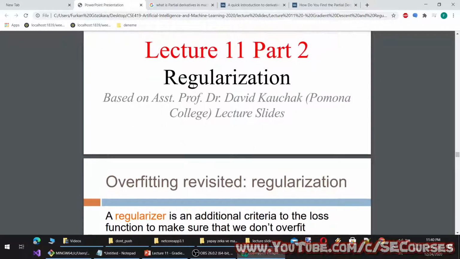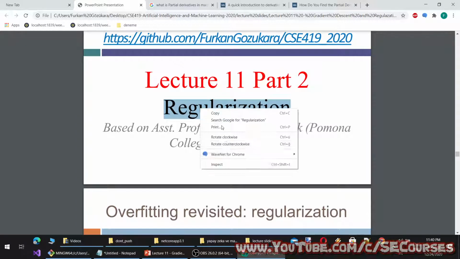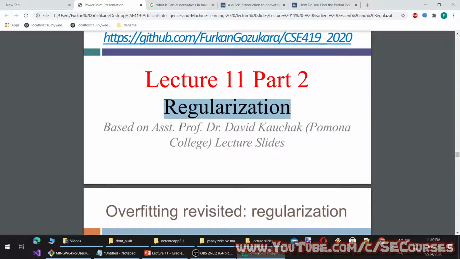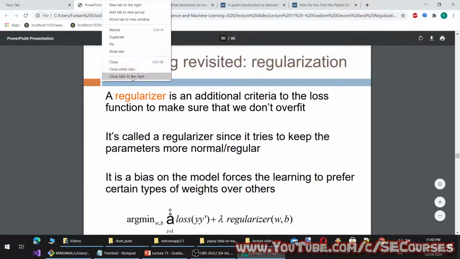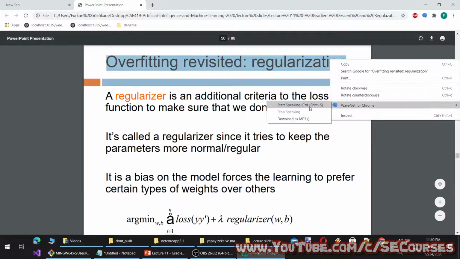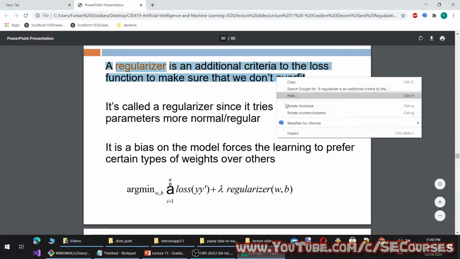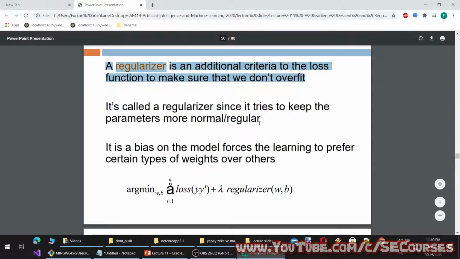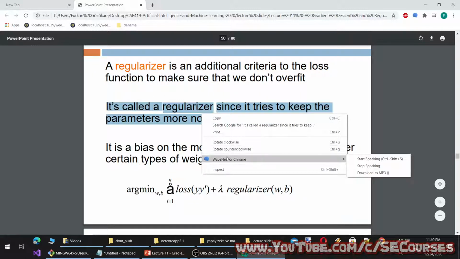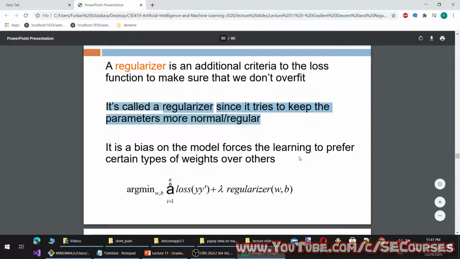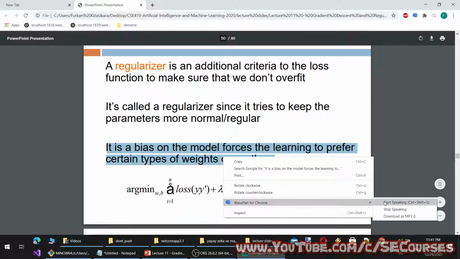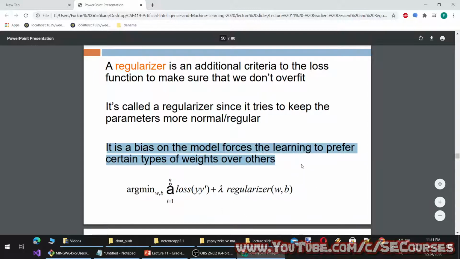All right, let's start part 2, regularization. Overfitting revisited, regularization. A regularizer is an additional criterion added to the loss function to make sure that we don't overfit. It's called a regularizer since it tries to keep the parameters more normal, regular. It is a bias on the model, forcing the learning to prefer certain types of weights over others.